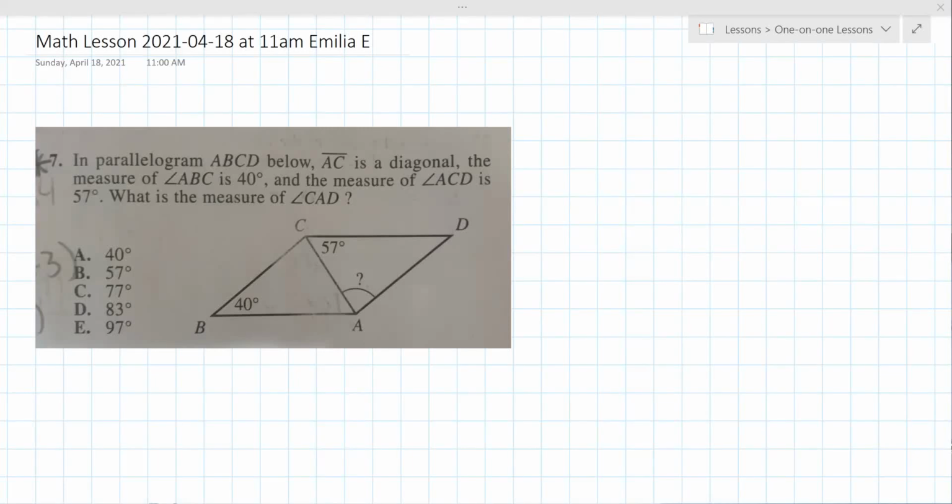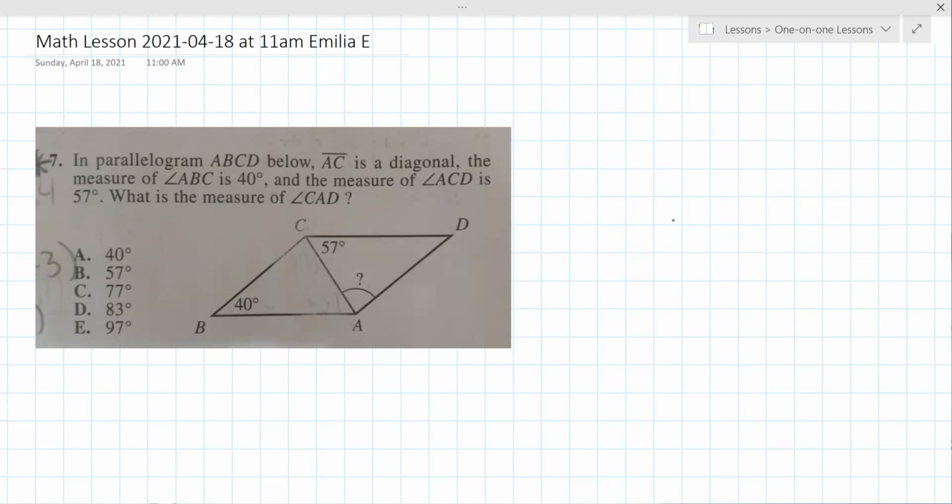AC is a diagonal, the measure of angle ABC is 40. The measure of ACD is 57. What is the measure of CAD? Okay, so we're trying to find that one.